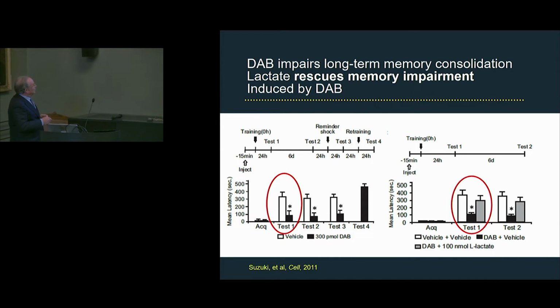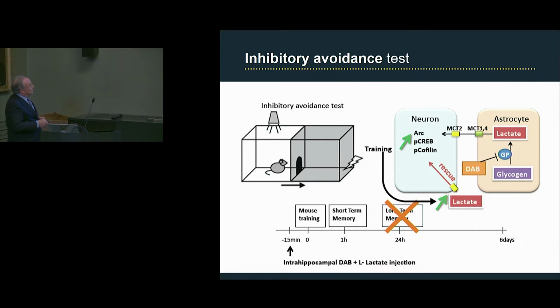And you see here the control situation. You see, again, the latency is long. And if you give vehicle, nothing really happens. But if you co-inject the inhibitor of glycogen phosphorylase, so you prevent the formation of lactate, and you exogenously administer lactate, well, you rescue memory. So essentially, it happens the same when you downregulate the expression of MCT1 or 4, so preventing lactate to move from astrocytes to neurons, you block memory, and this is rescued by lactate.